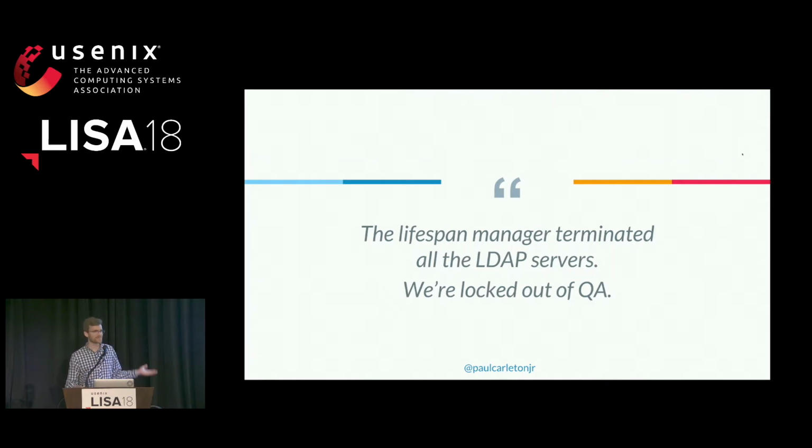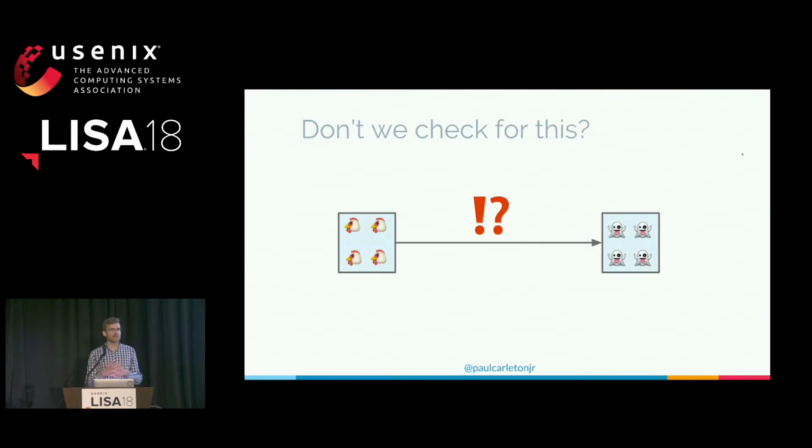So one morning we got this message of, all of our LDAP servers are down, we're locked out of QA. This was really strange. We had health checks. We were being really gentle with our chaos. It seemed odd that we would have terminated all the LDAP servers. It turned out they were still running. There were 4 LDAP servers running, and they looked and sounded like LDAP, except for the LDAP part. They weren't running LDAP. Kind of important.